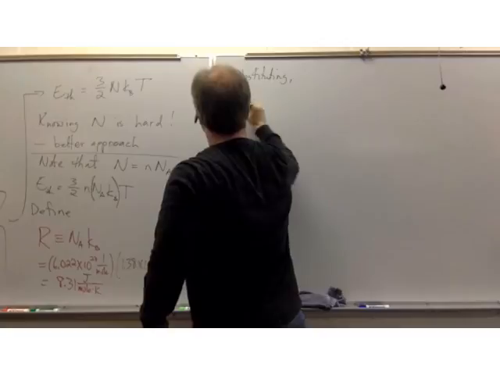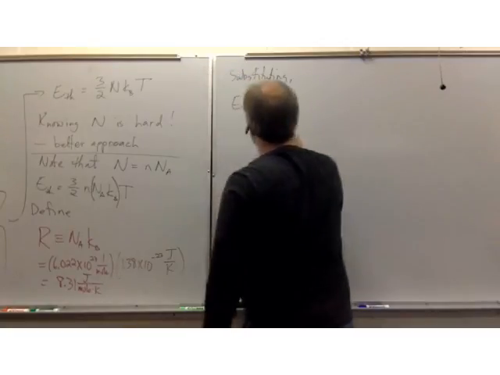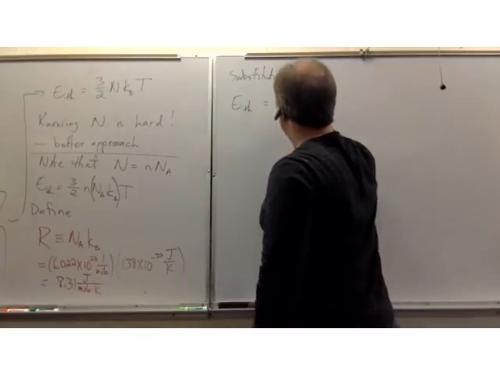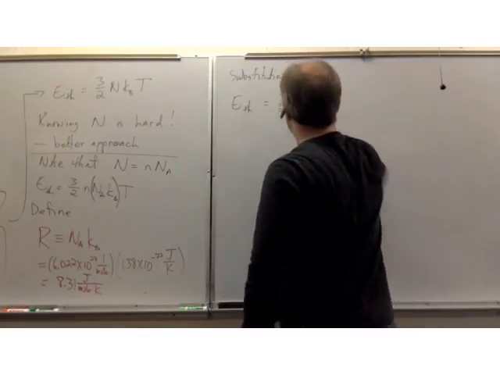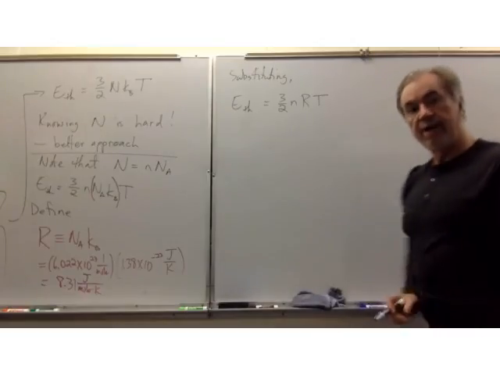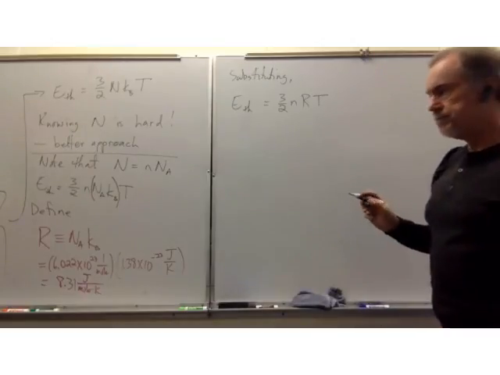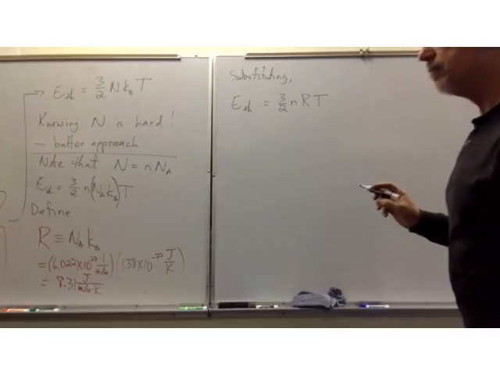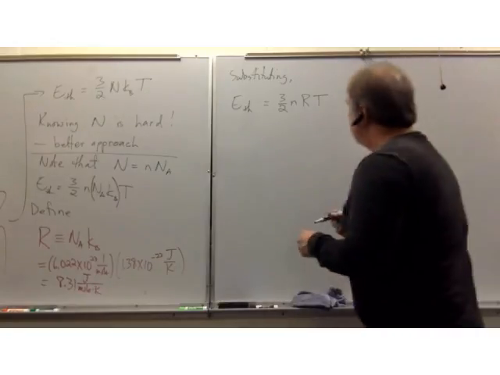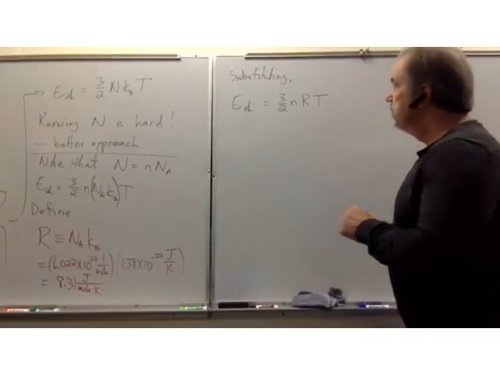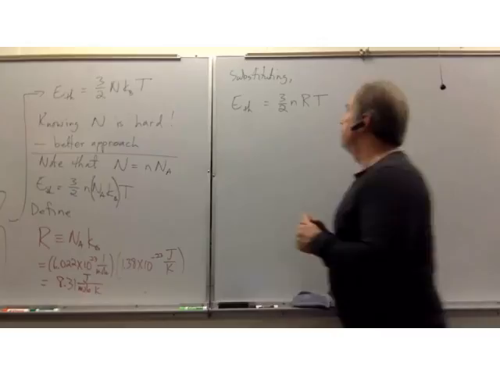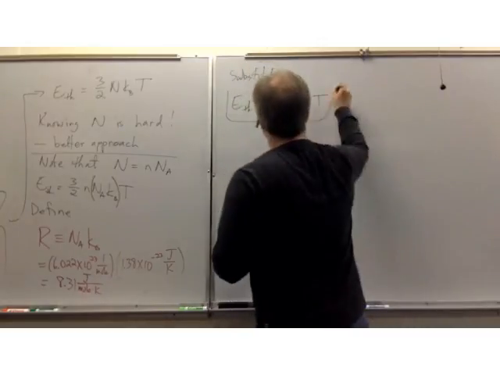And so my thermal energy expression has simplified down quite a bit: 3 halves N times R times T. And if that's starting to look familiar, good for you. So we're getting somewhere.